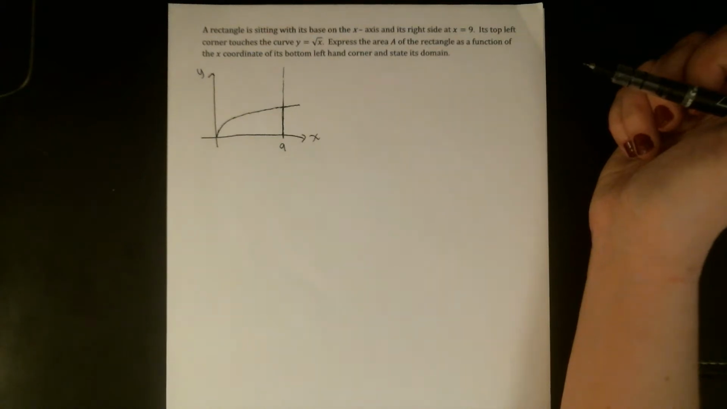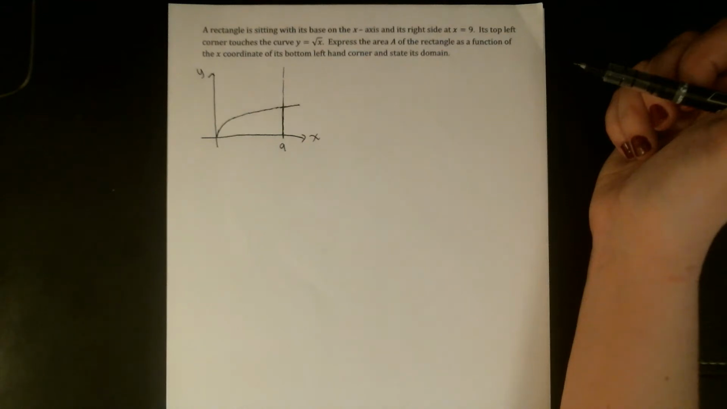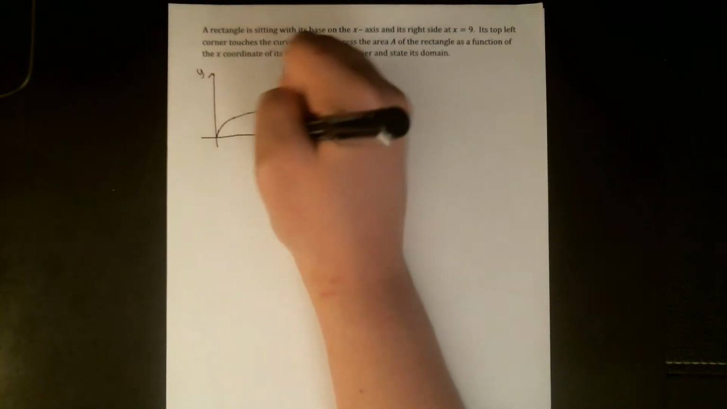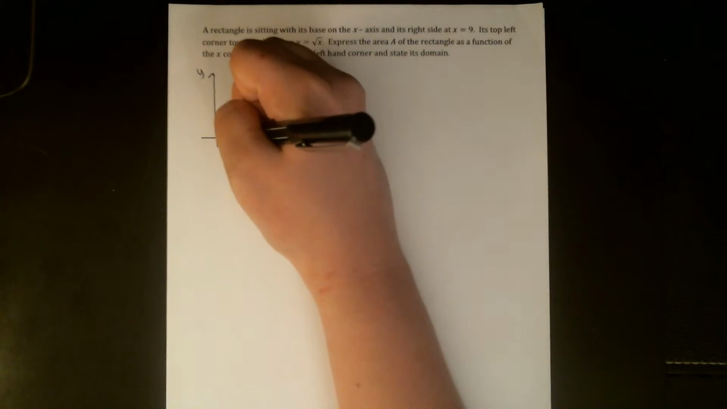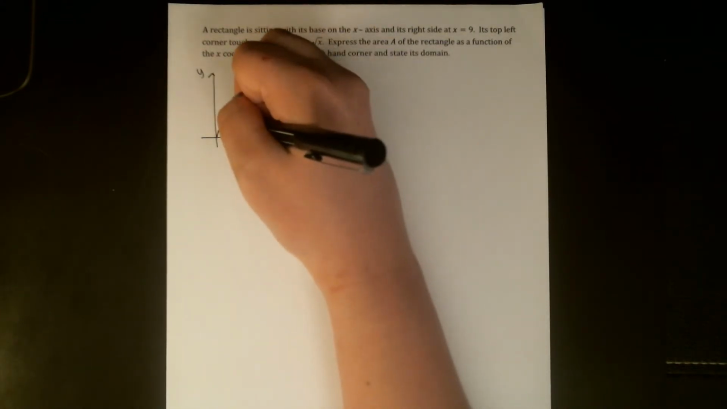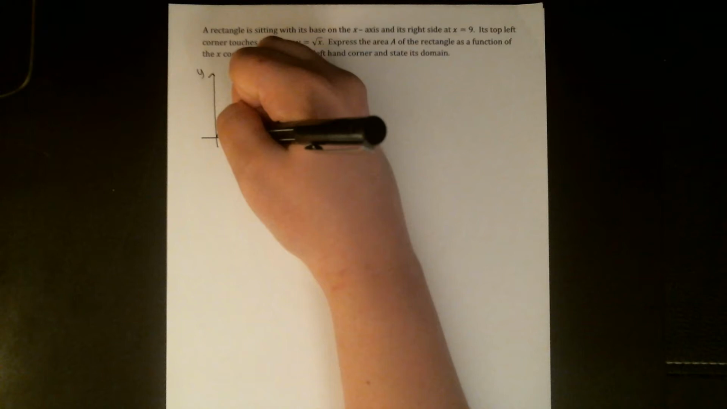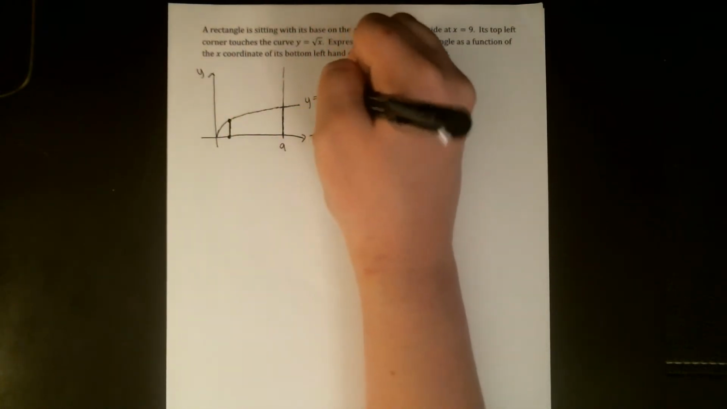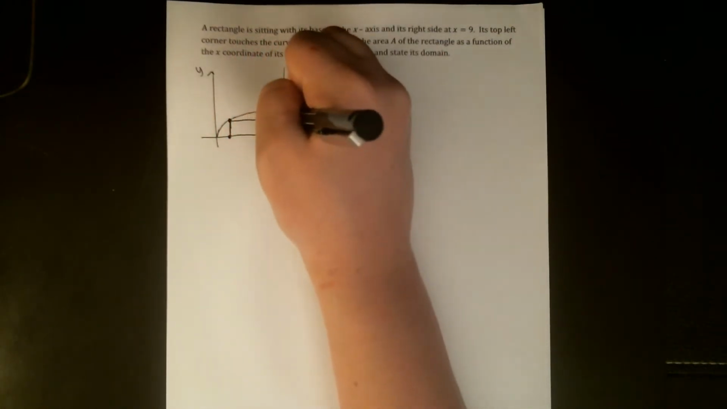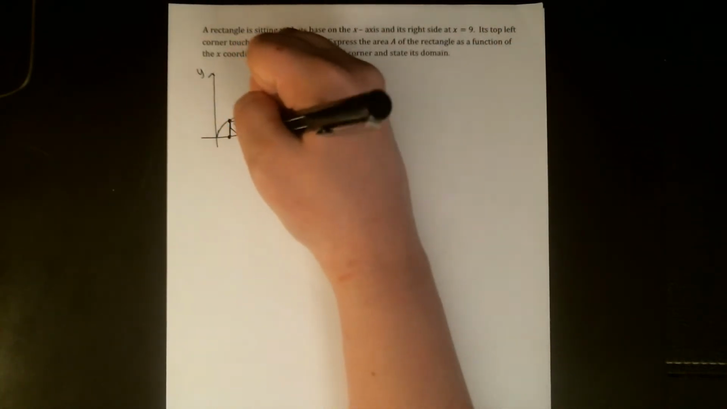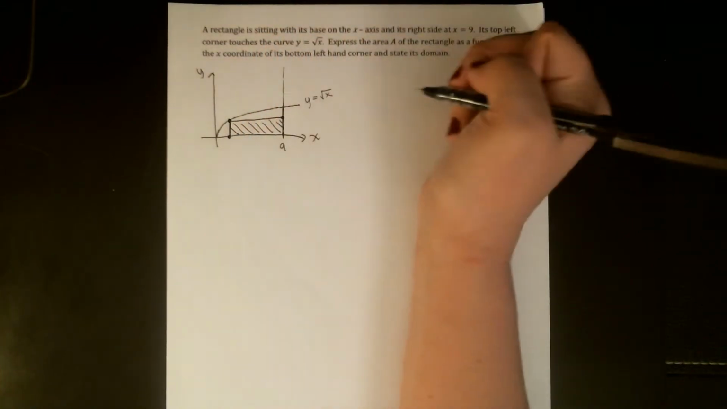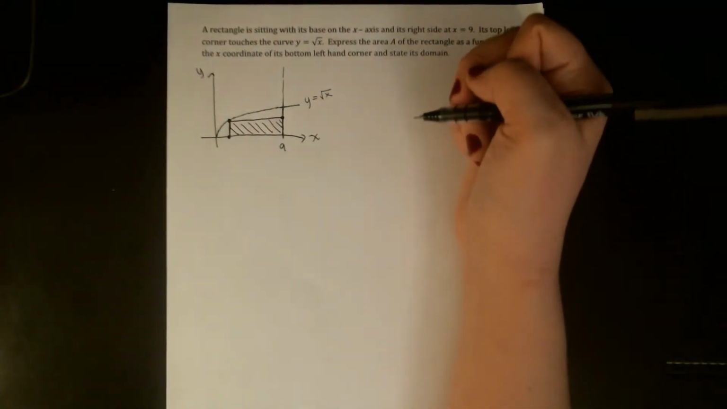We are trying to express the area of the rectangle as a function of the x-coordinate of its bottom left-hand corner. Okay, so we put its bottom left-hand corner somewhere. Here I'm just going to draw one to get us started. And the top left-hand corner will hit the curve y equals the square root of x. And then we'll head straight across until we hit the right-hand side at x equals 9. And there's our rectangle.